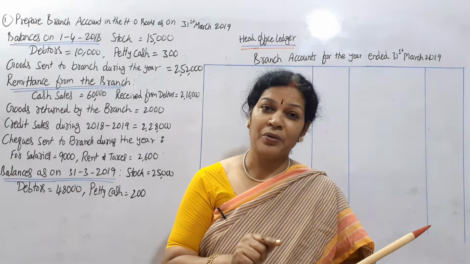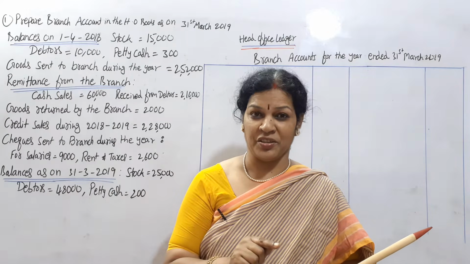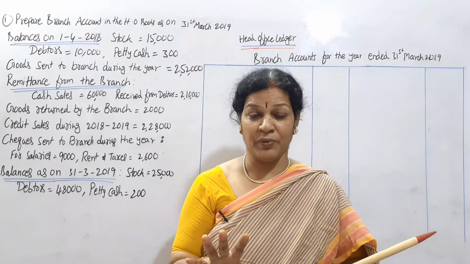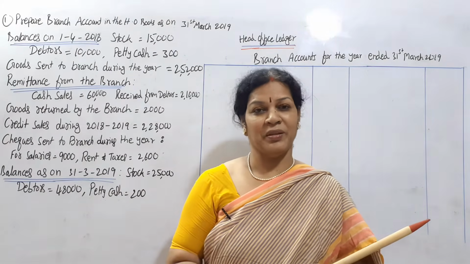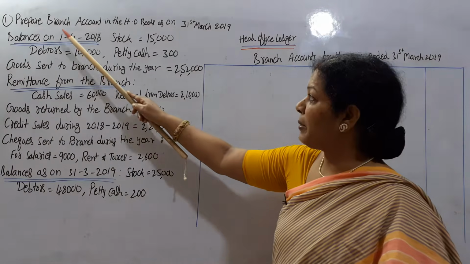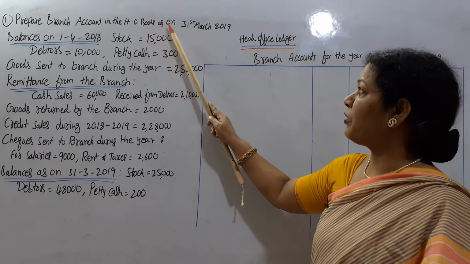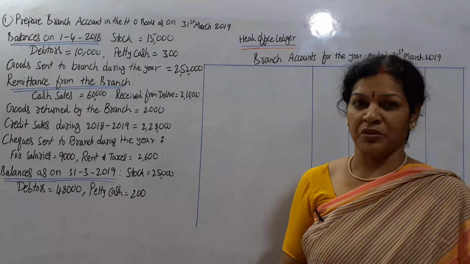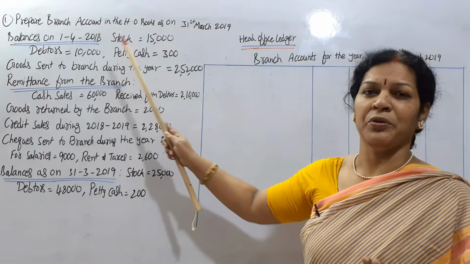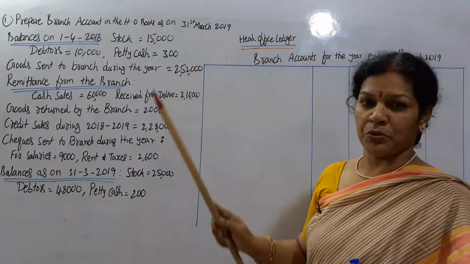If you have followed the previous class introduction, how to prepare the branch account pro forma, the problem is very simple. Now let's see the problem. The problem is given like this: prepare branch account in the head office books as on 31st March 2019. Head office books only will prepare branch account, right? That is what we are going to prepare as on 31st March 2019.